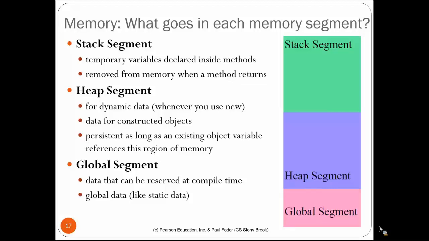These objects are created every time you use the new operator and you declare a variable of those objects. They are persistent as long as the object exists and there is a variable that points to that object, that refers to that region of memory. And finally, the global segment of memory is reserved during compile time for the program and static data, data that is linked to the class itself.